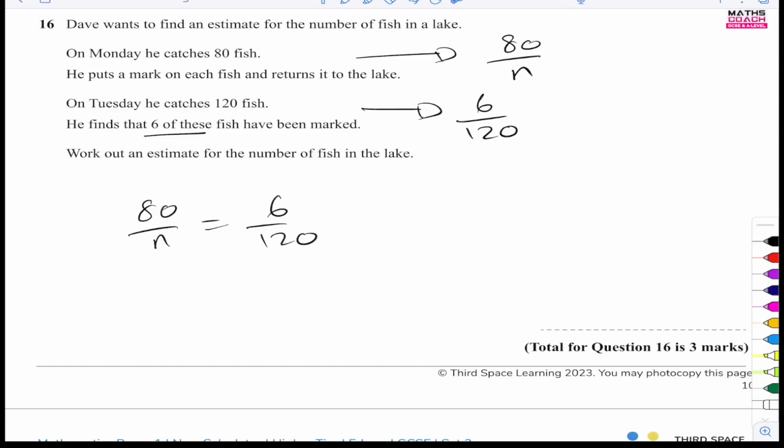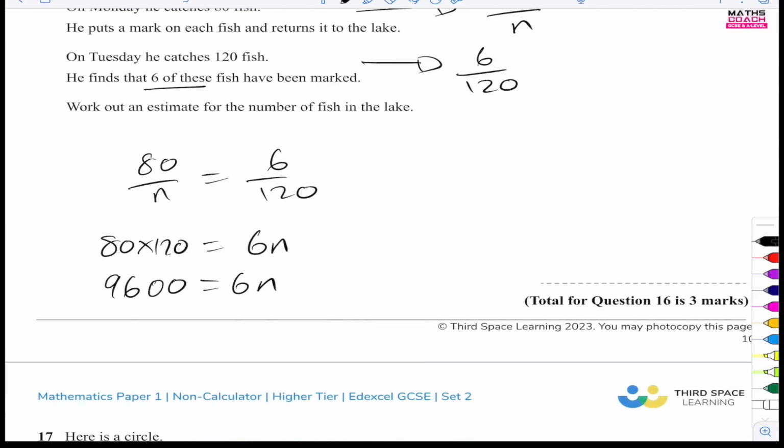And then simple, just find what N is by solving this. All right, so we're going to multiply the N up here. We're going to multiply the 120 up there. So it's going to be 80 times 120 is equal to 6N. 8 times 12 is 96. And then we add the 2 zeros. So we've got 9,600 is equal to 6N. Now we need to do 9,600 divided by 6.